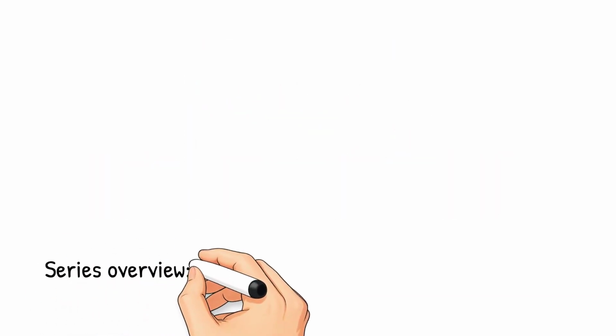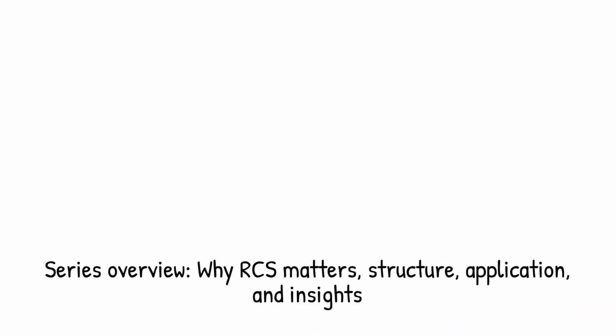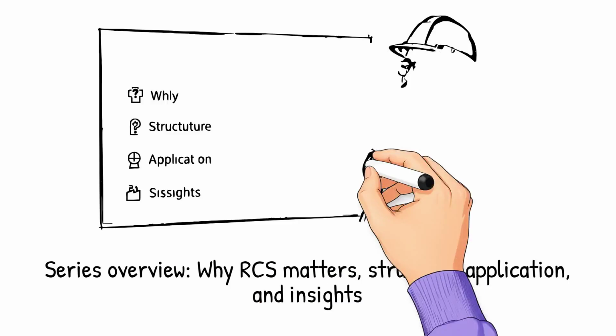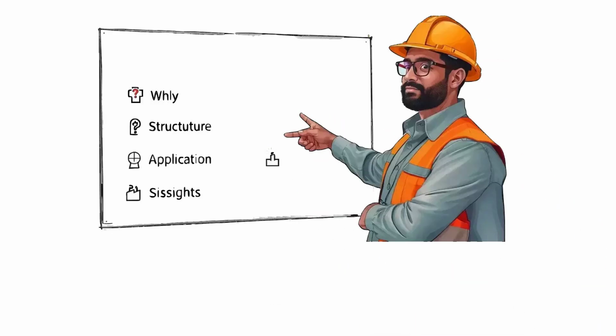In Part 1, we'll explore why RCS exists and why it's becoming essential in modern safety systems. In Part 2, we'll break down the structure of RCS. Part 3 will cover how to apply RCS in real workplaces. And Part 4 will bring everything together with advanced insights and the final conclusion.